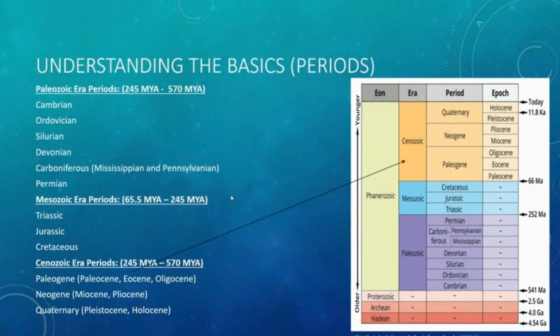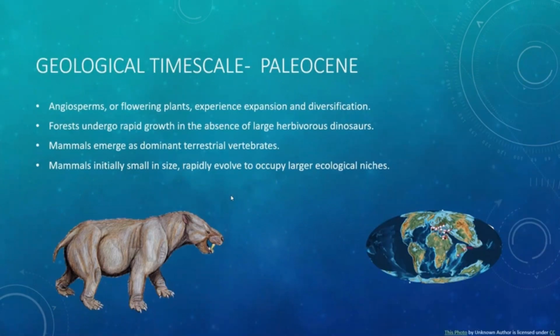Moving on to the Cenozoic era, the Paleocene was when the angiosperms, or flowering plants, experienced expansion and diversification. Forests underwent rapid growth in the absence of large herbivorous dinosaurs. Mammals emerged as dominant terrestrial vertebrates.